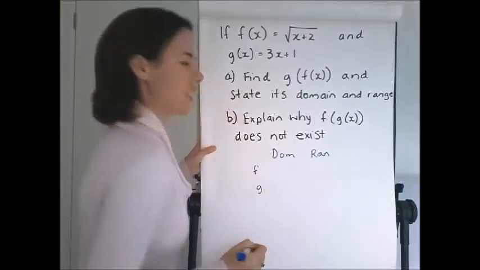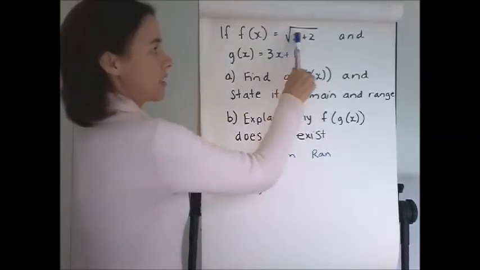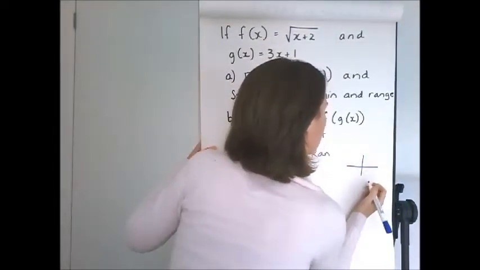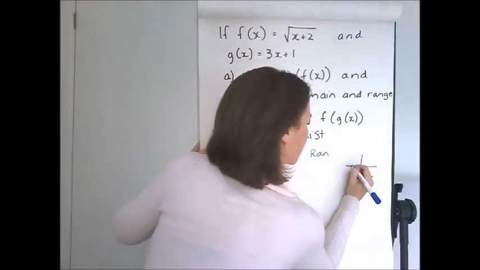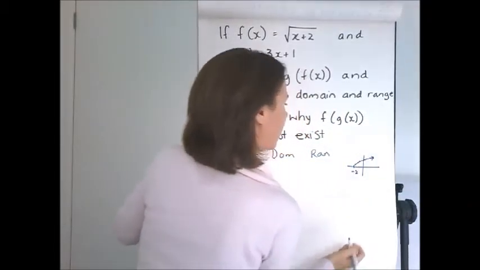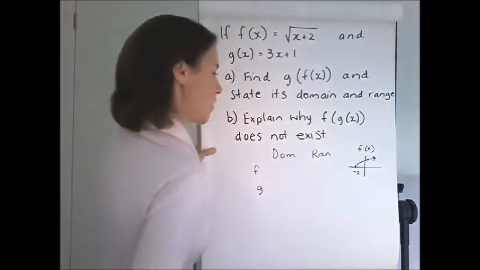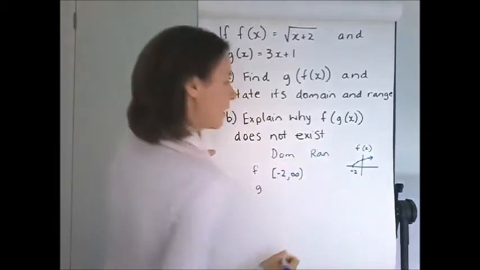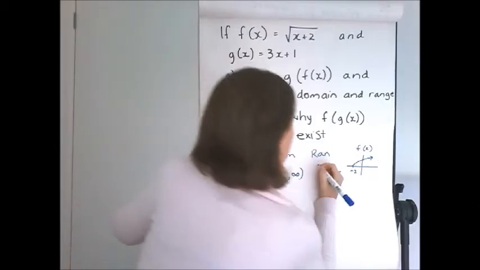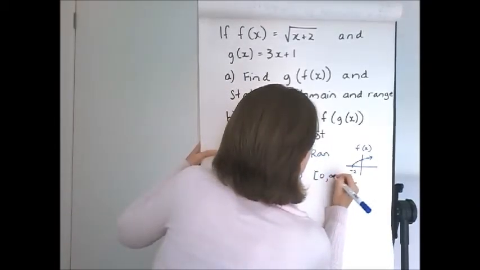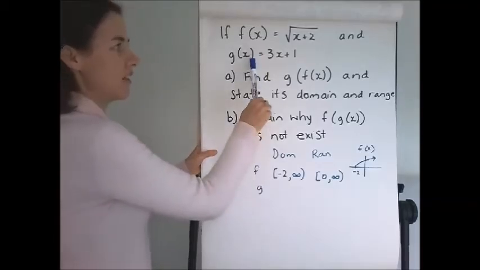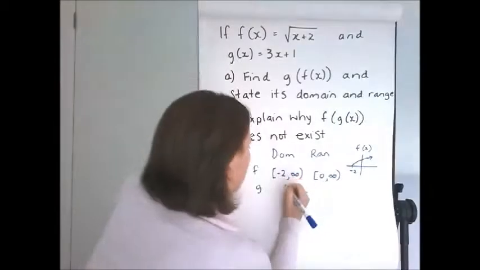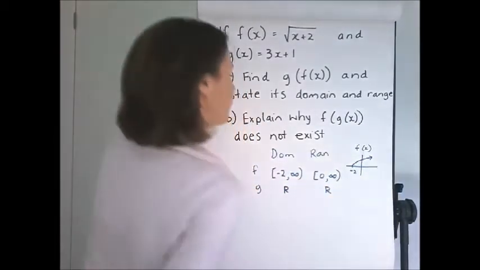Function f, function g. For f of x, it's a square root graph, and if we have a quick look at it, it's come across 2 units to the left, shaped like that. This is f of x. So its domain is from -2 to infinity, and its range is from 0 to infinity. G of x is a straight line, goes forever in both directions. Its domain is R and its range is R.